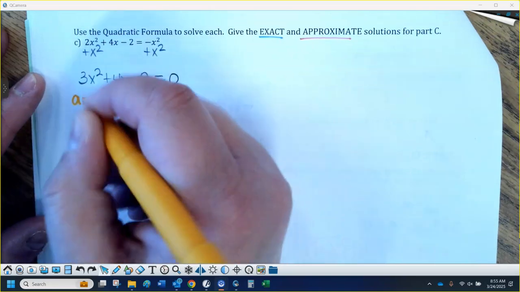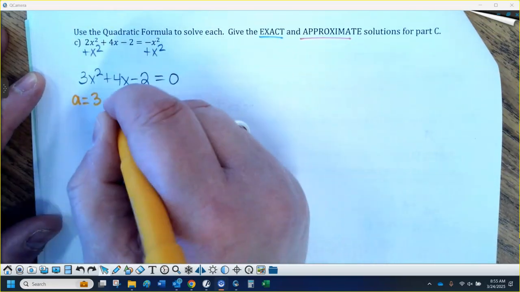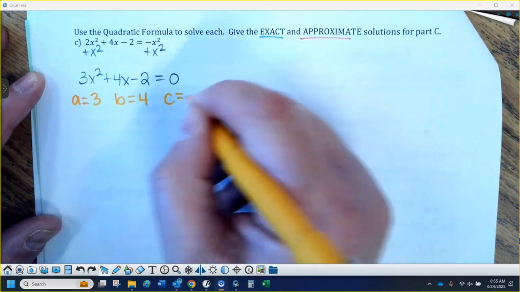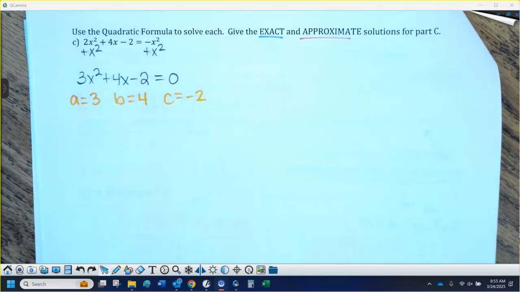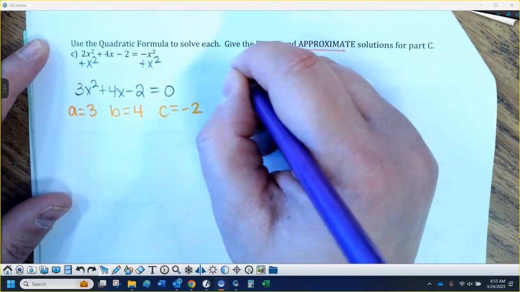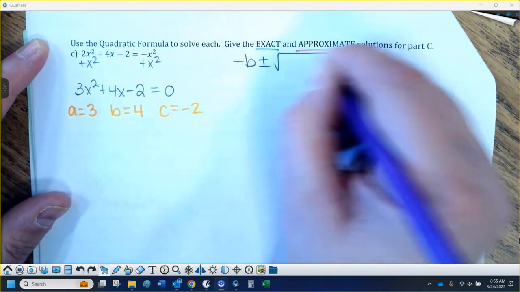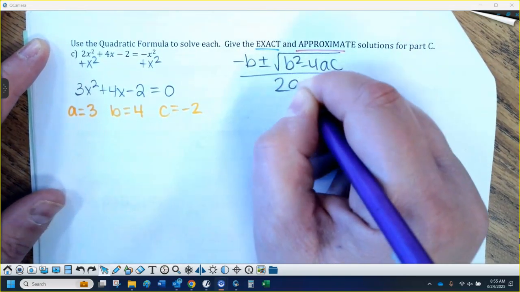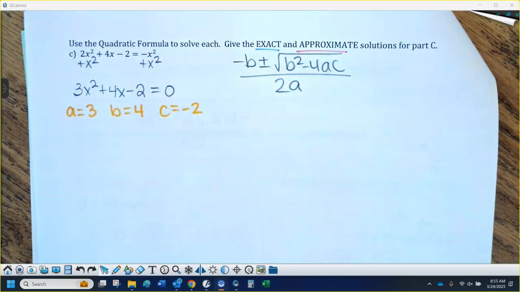A value, whatever's in front of x squared, just the number, 3. B value, whatever's in front of the x, which is a 4. C value, the plain number, and if it has a minus in front of it, you want to think about that like a negative number, so that would be negative 2. Okay, I'm going to put that formula. So negative b plus or minus square root b squared minus 4ac, just so we can see it on this side. Everybody over 2a. That's what I can use to solve that equation if I can plug those numbers in.